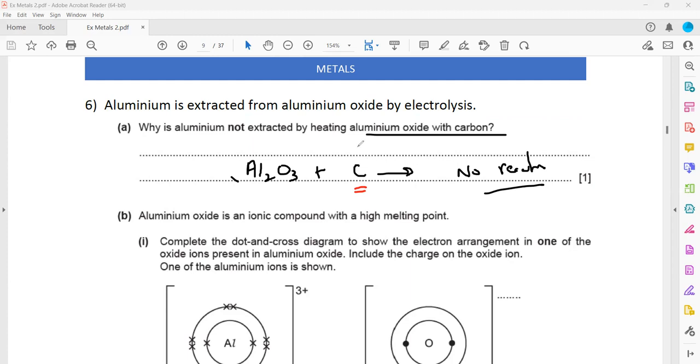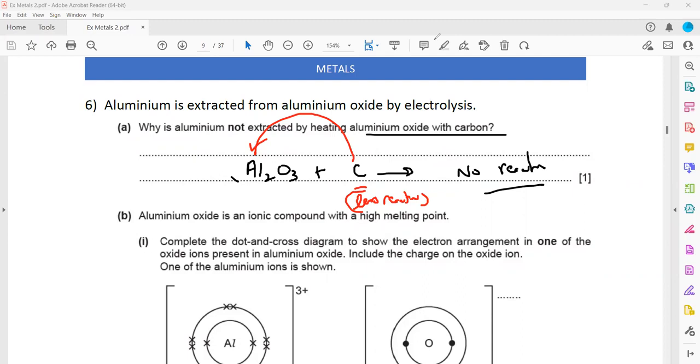Why by electrolysis only? Because carbon is weaker, less reactive. That's right. There is no displacement. Carbon is less reactive, so it cannot displace aluminium. That's why this reaction will not occur.